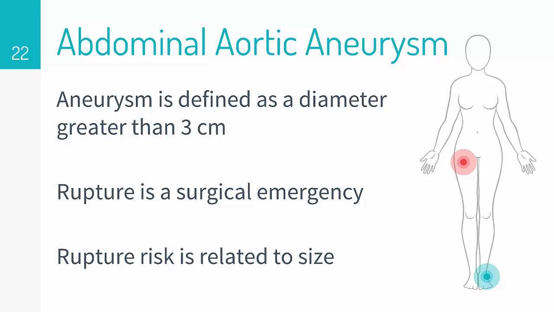A ruptured aneurysm may be rapidly fatal and result in shock and hypotension, hence why it is included in the RUSH exam. The risk of rupture is directly related to the size of the aneurysm, with diameters of less than 4 centimeters associated with a less than 2% annual risk, and those greater than 7 centimeters associated with a rupture risk of 20 to 50%.